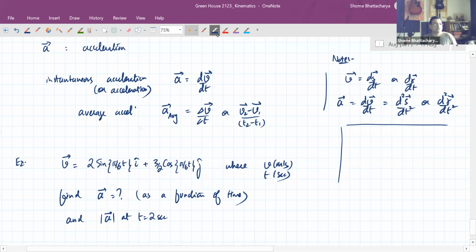Now let's come back to this. In this expression, what we have to understand is all these numbers 2, pi by 6, pi by 6, 3 by 2 are all constants.